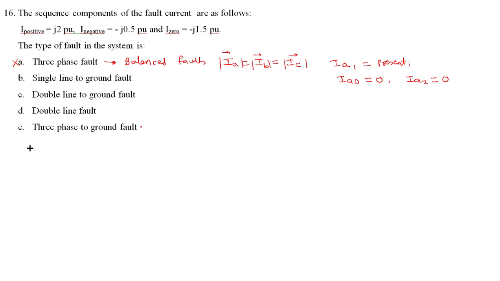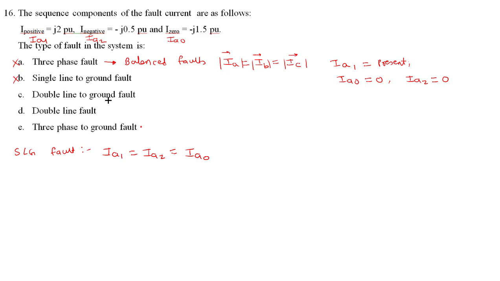Now coming to the second option, SLG fault. So I will write here. For an SLG fault, just now we have seen that all three sequence networks are connected in series, and for series we know that the current will remain the same. So IA1 equal to IA2 equal to IA0. If this is the condition, then we can say that the fault is a single line to ground fault. But here, I positive means IA1, I negative means IA2, and I0 means IA0. So all these three are not equal, therefore it is not a single line to ground fault.